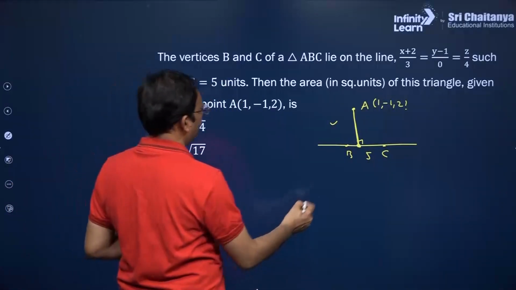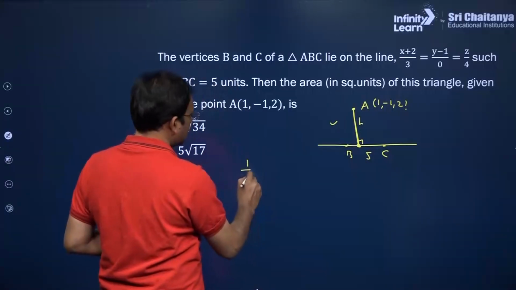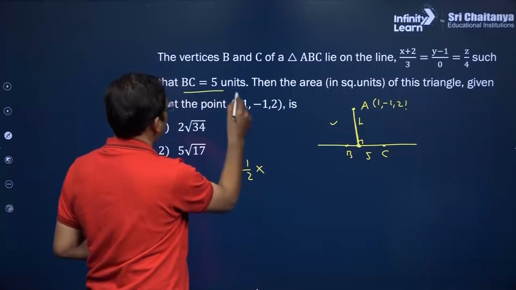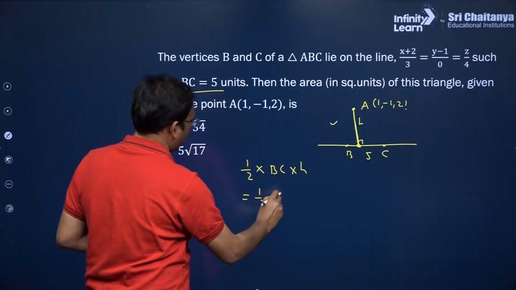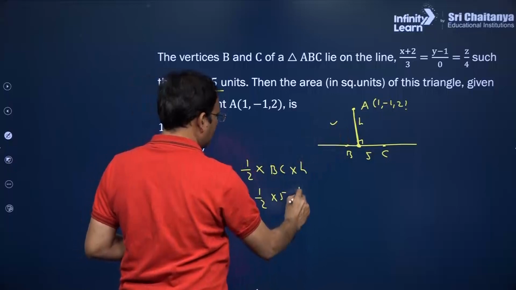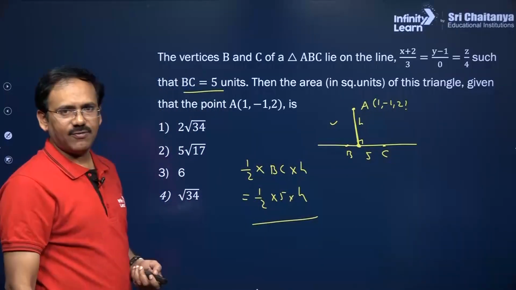Let it be the height, my dear friends. Now, area is half into base BC, which is already given as 5, into height h. Half into this is 5. The height you can anyhow find. You just apply, you will get the area, my dear friends.